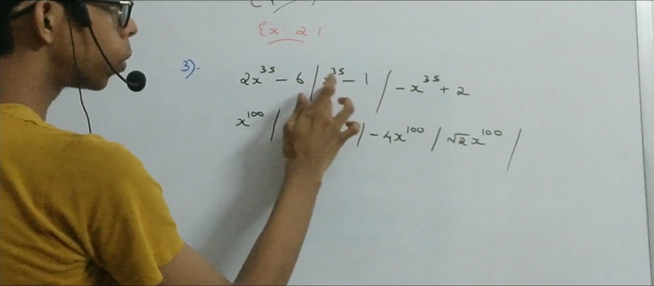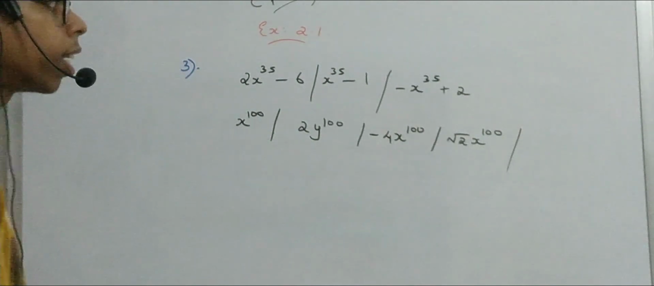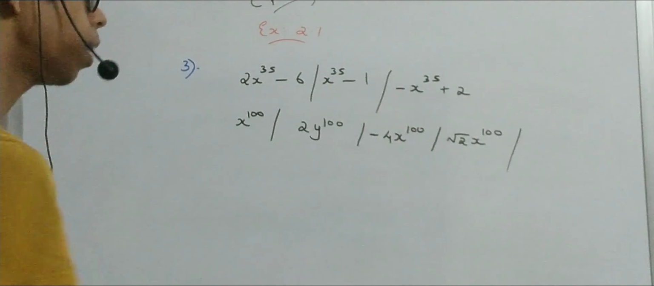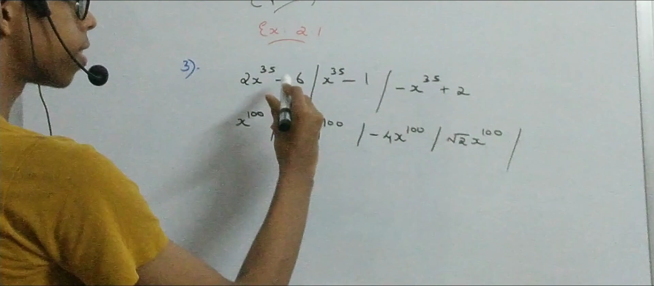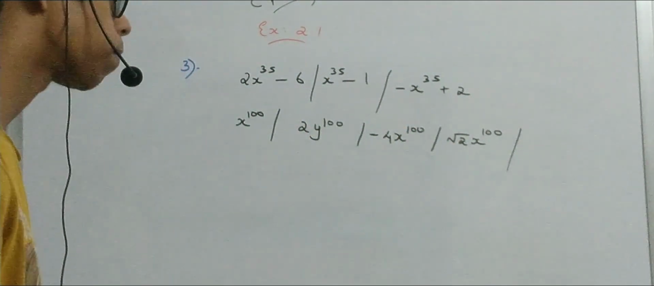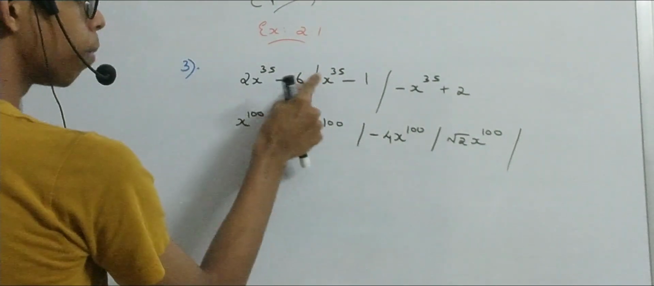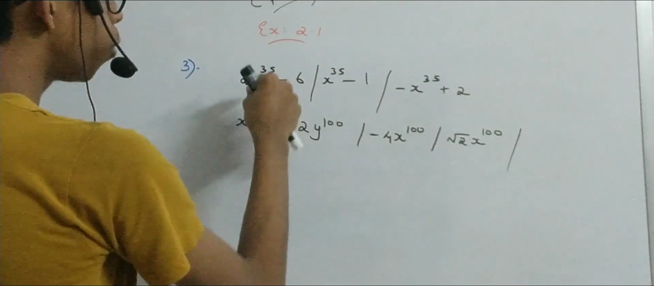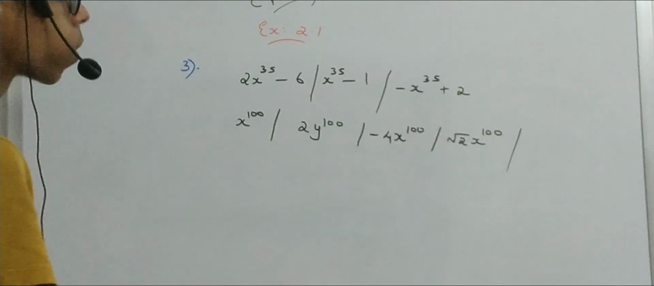Okay, so here we are having two terms, here also I have written two terms, here also I have written two terms. And also the condition is that the degree should be 35. That means the highest degree of the variable should be 35. Here I have written a few examples: 2x raised to 35 minus 6, x raised to 35 minus 1, minus x the whole raised to 35 plus 2. All these are binomials. Why are they binomials? Because each of them has two terms only, and also the degree of each of them is 35. You can write your own examples also.